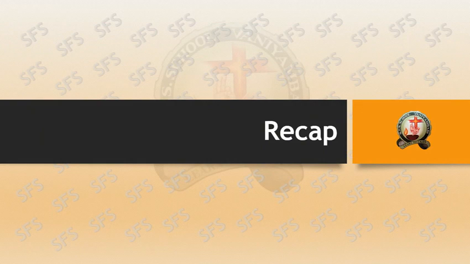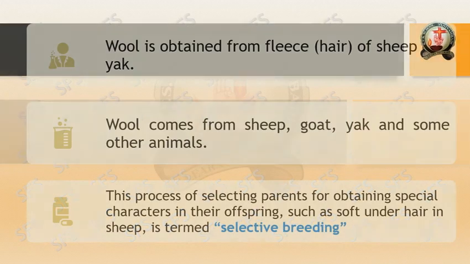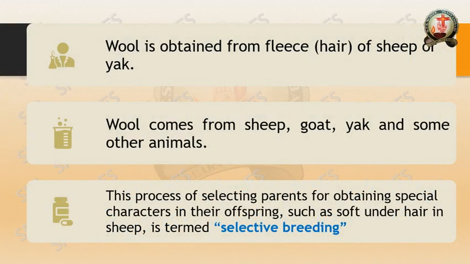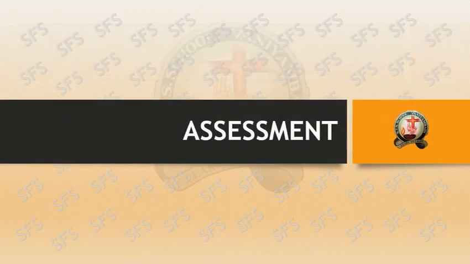Before we conclude, we would like to give a quick recap of what you have learned today. Today we have learned that wool is obtained from fleece, that is hair of sheep or yak, and wool comes from either sheep or goat or yak and some other animals. We also learned about the term selective breeding. What is selective breeding? The process of selecting parents for obtaining special characters in their offspring, such as soft under hair, is termed selective breeding. And there is an assessment for you to test your knowledge.